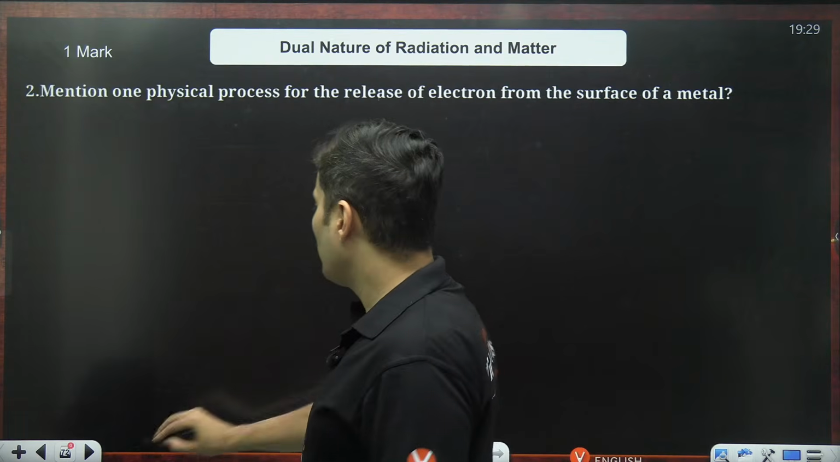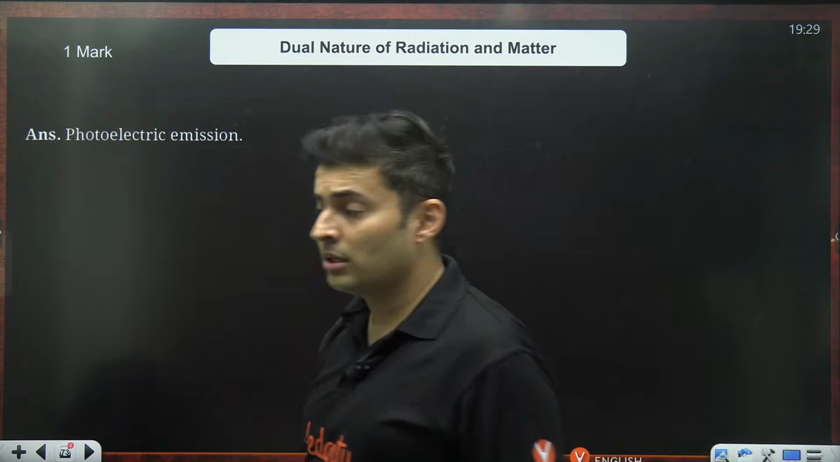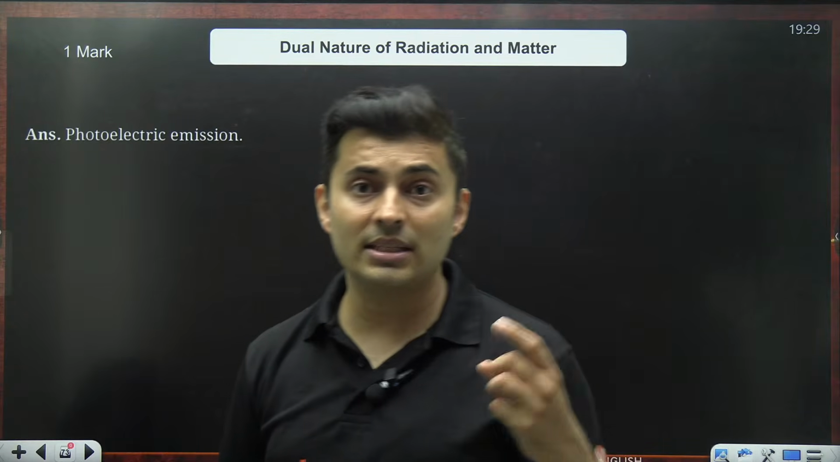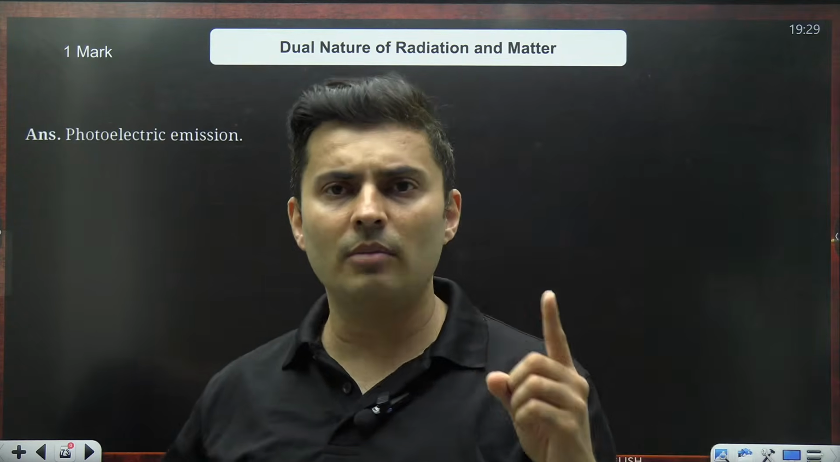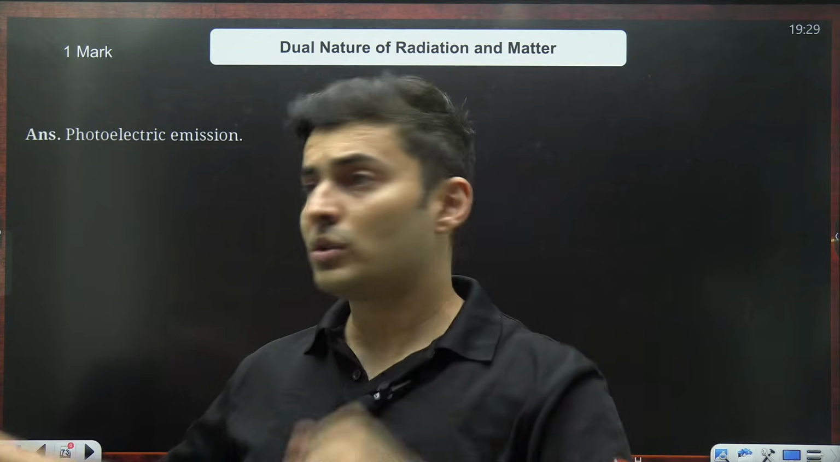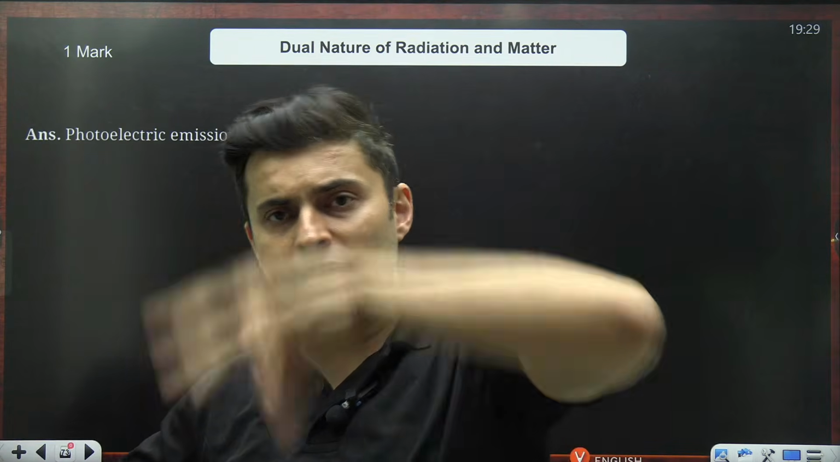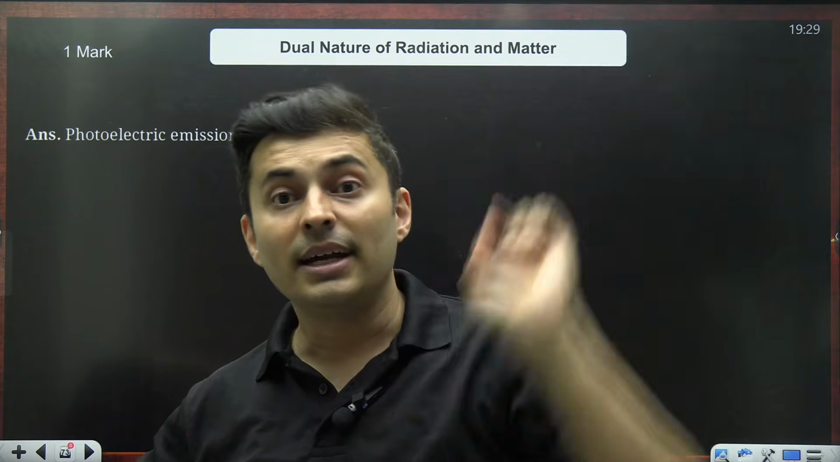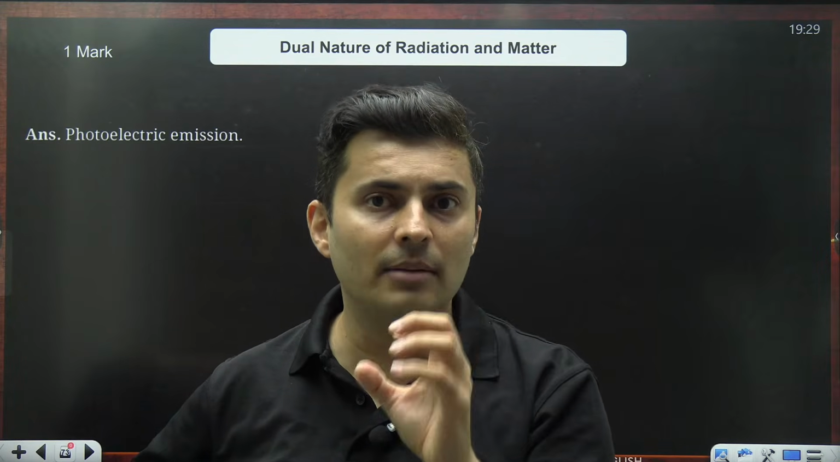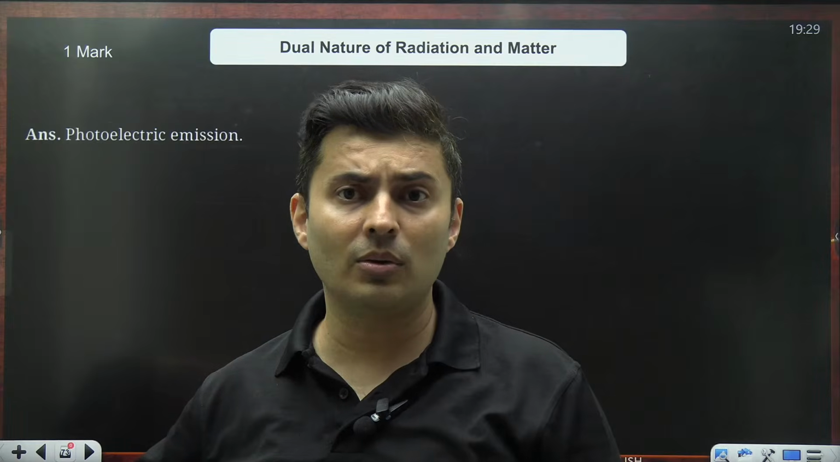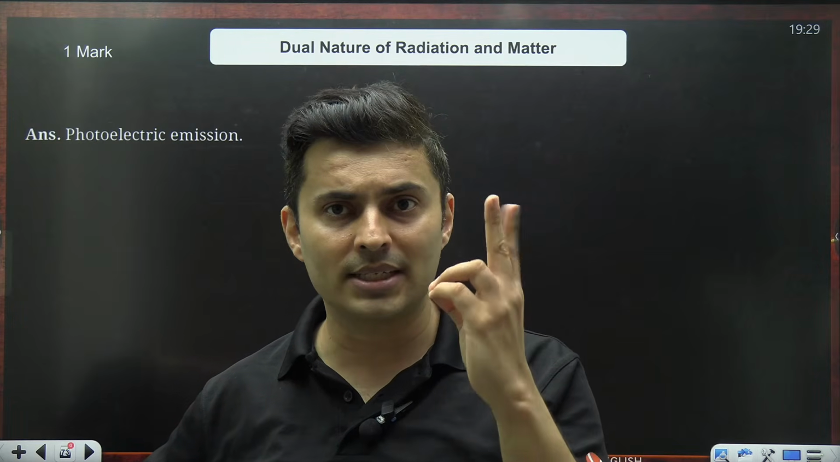So, any one process, the answer will be photoelectric emission. But if they ask you more processes, then one more answer will be thermionic emission and field emission. So, in photoelectric emission, we know light falls, electron comes. In thermionic emission, you heat the metal, electron ejects out due to the thermal energy. That is thermionic, second number.